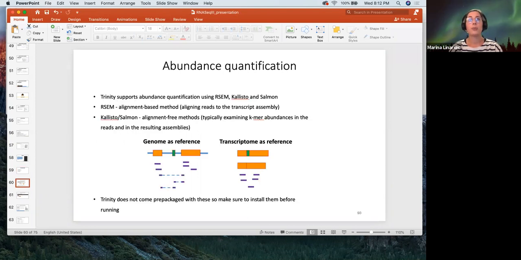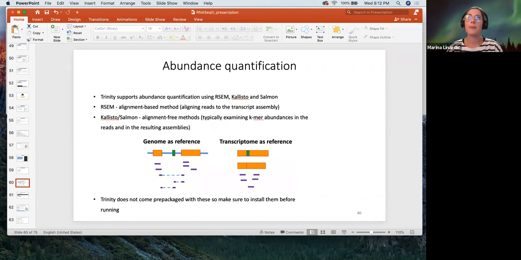So if you have multiple sets, multiple RNA-seq data sets that you want to compare, you have to be sure to run Trinity to assemble on all of your samples, as I mentioned yesterday. And then when you run the abundance quantification, you use your samples, your conditions separately for each abundance quantification.